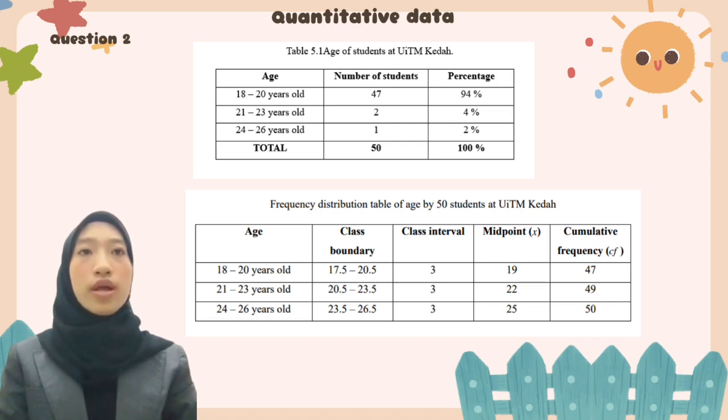For age 21 until 23, class boundary is 20.5 until 23.5. Class interval 3, midpoint is 22, and cumulative frequency is 49. And for the last option, the class boundary is 23.5 until 26.5. The class interval is also 3, midpoint 25, and cumulative frequency is 50.